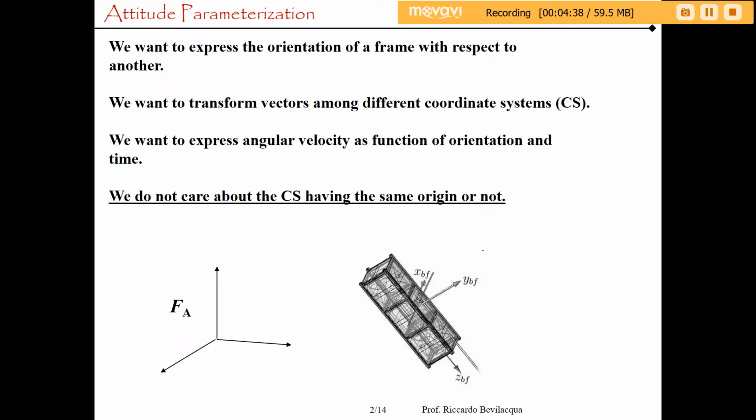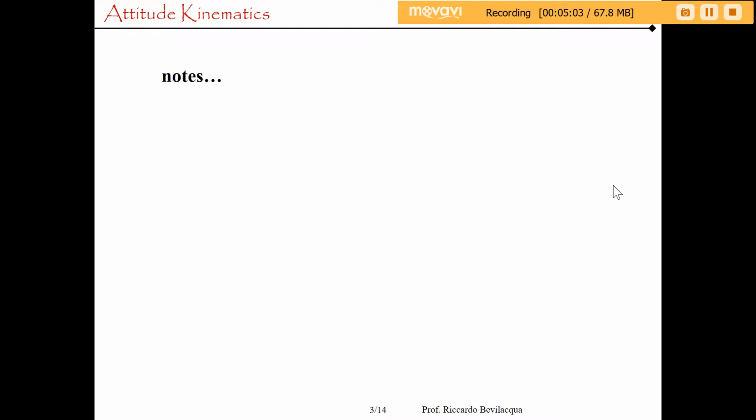When you talk about attitude, the orientation of an object with respect to another, of a frame with respect to another, which boils down to two coordinate systems and how they project onto each other, you do not care about the origins. The spacecraft will never have the origin of its coordinate system corresponding to the origin of the coordinate system for ECI, otherwise it will be at the center of the Earth. So we do not care about that.